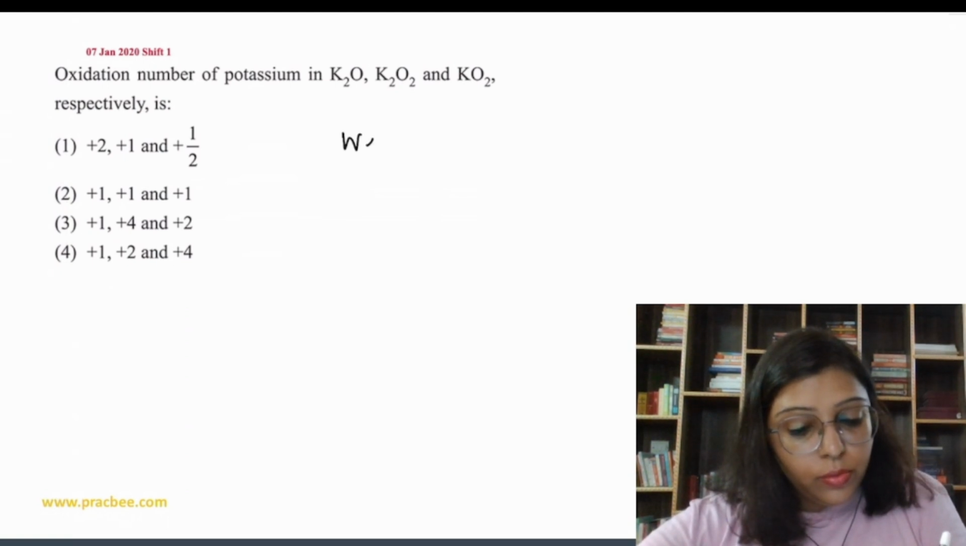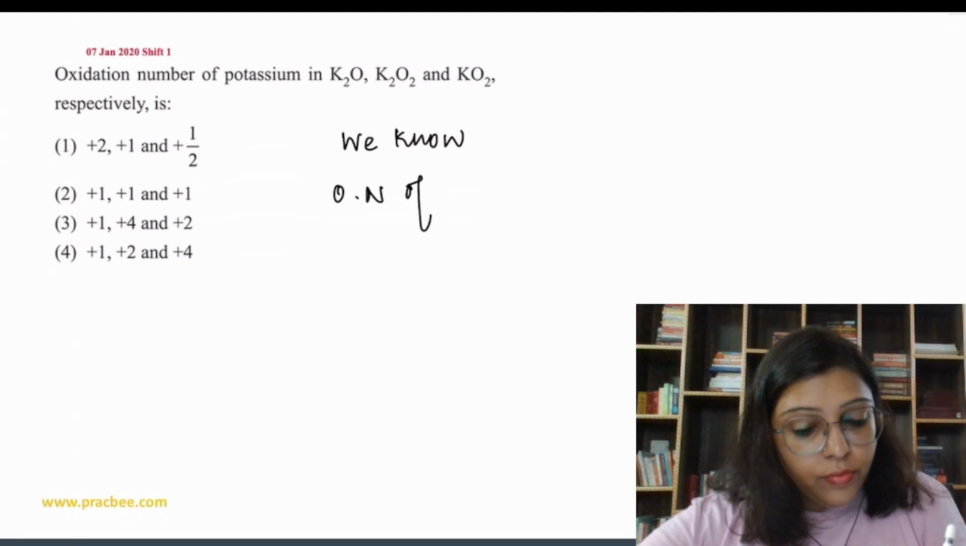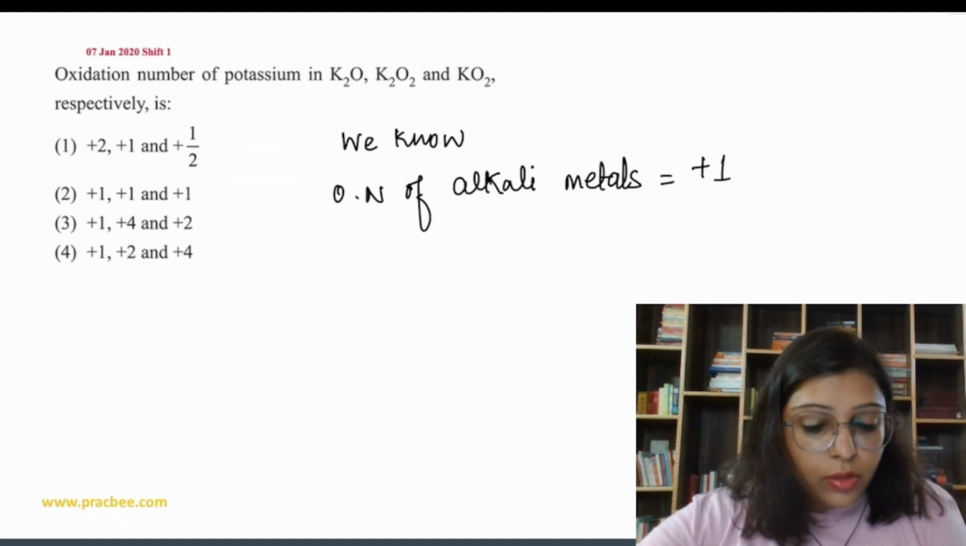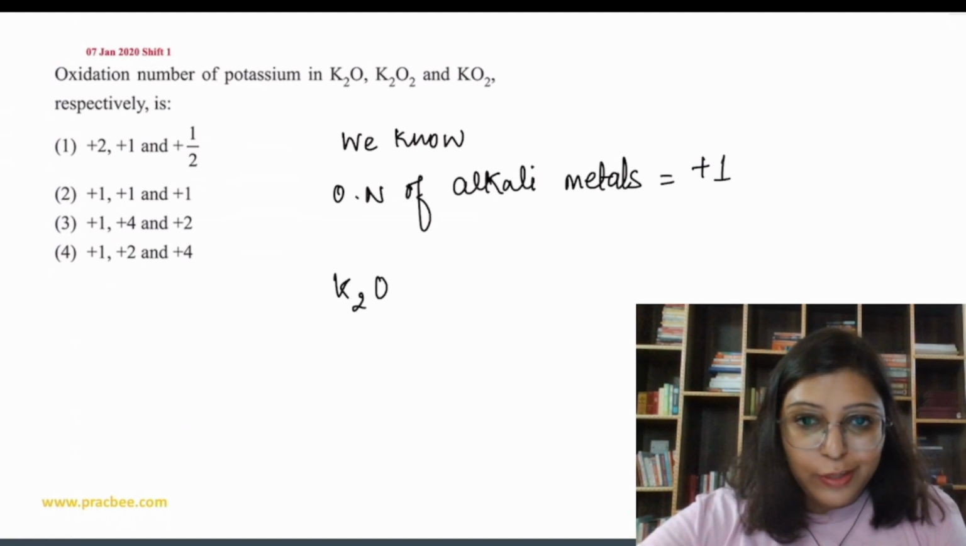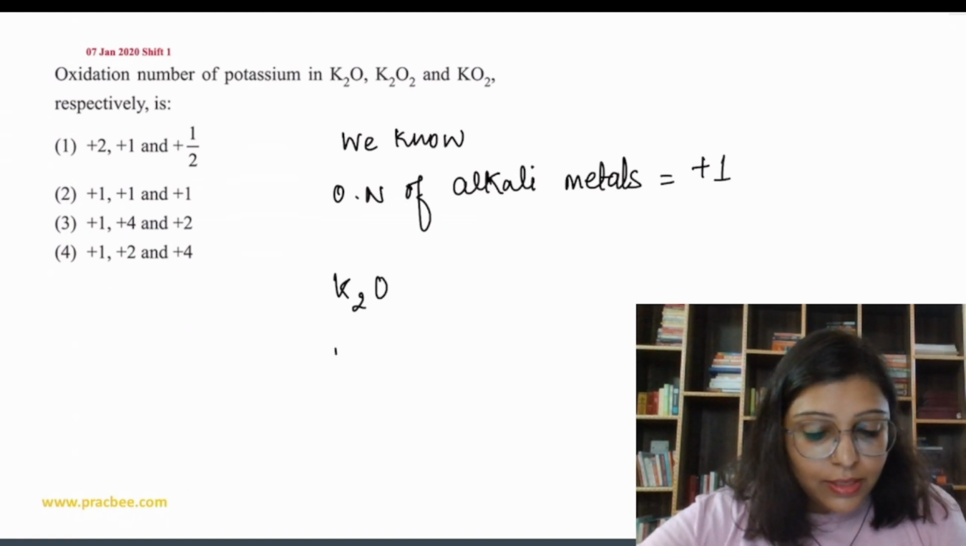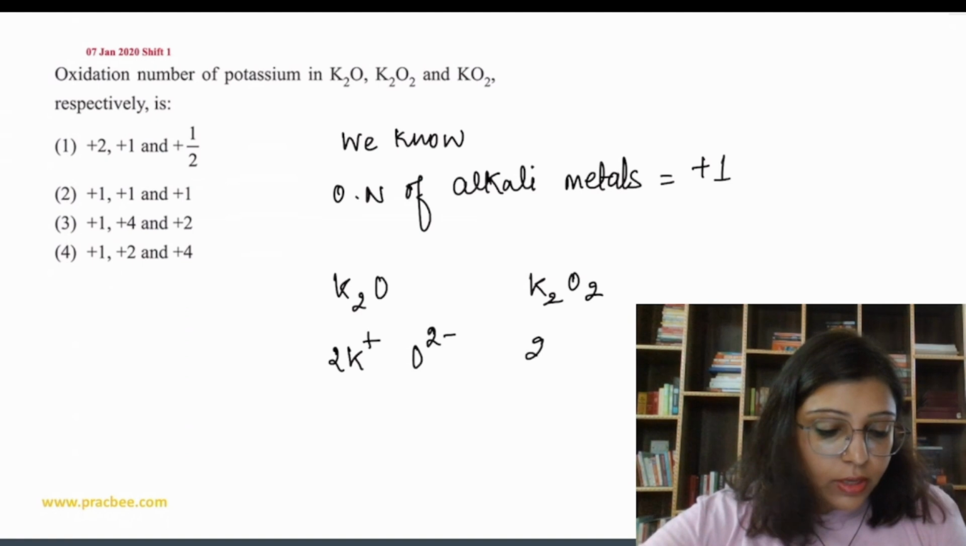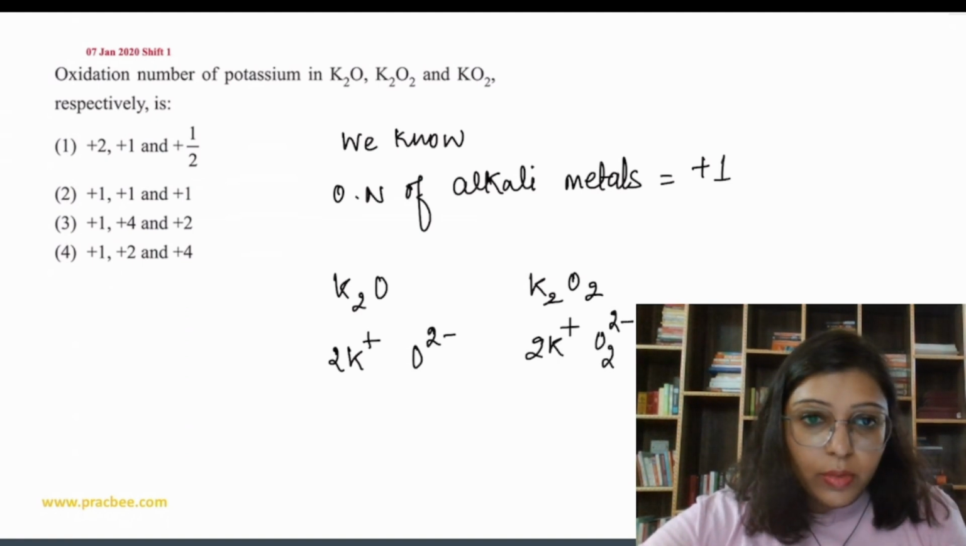So we know the oxidation number of alkali metals is +1 always, right? So if we have K2O, it means this is 2K+ and O2-, so this is the oxide of potassium. If we have K2O2, we can write this as 2K+ and O2 2-.